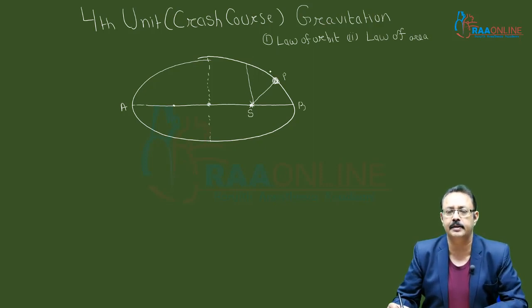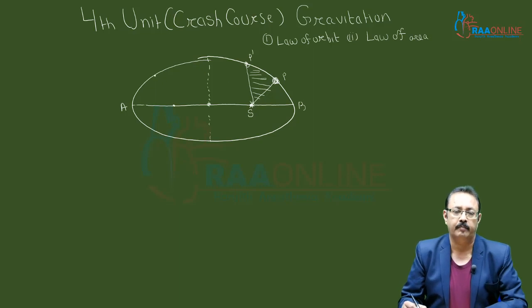Suppose in 3 months, the planet reaches from this position to this position. So the area swept by the planet is this. So in every 3 months, this line will sweep the same area. But when the planet is at this position, now the length of the line is very large compared to this.